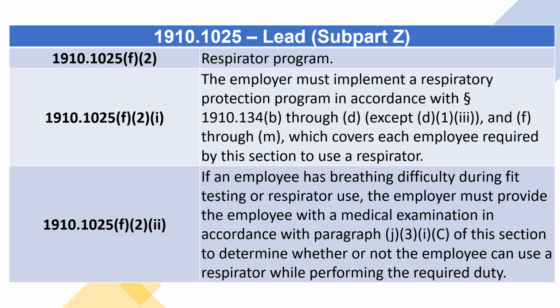1910.1025(f)(2) Respirator program. (i) The employer must implement a respiratory protection program in accordance with Section 1910.134 (b) through (d), except (d)(1)(iii), and (f) through (m), which covers each employee required by this section to use a respirator. (ii) If an employee has breathing difficulty during fit testing or respirator use, the employer must provide the employee with a medical examination in accordance with paragraph (j)(3)(i)(C) of this section to determine whether or not the employee can use a respirator while performing the required duty.